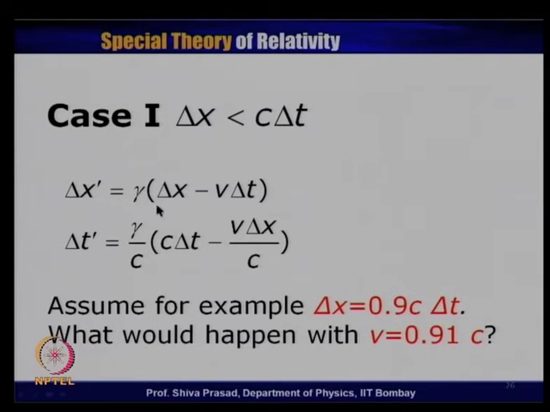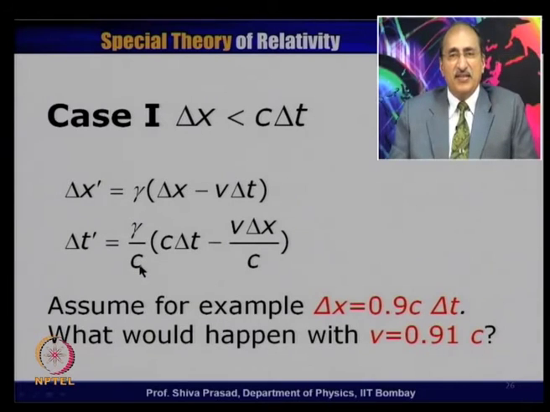I have rewritten these equations. The delta t prime equation I have slightly rewritten by taking c out of the bracket. So this becomes gamma upon c, and inside the bracket c delta t. Remember, if I expand, this becomes delta t, and there was a c square here, so I have taken one c out, and this becomes v delta x divided by c. It is the same equation, written in a slightly different fashion to make it simpler to interpret.